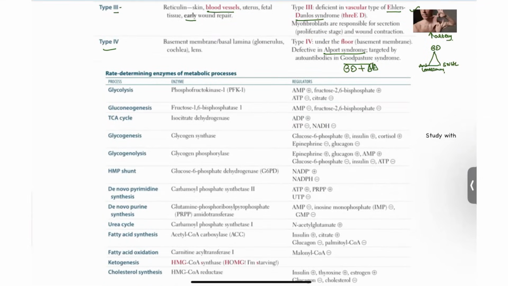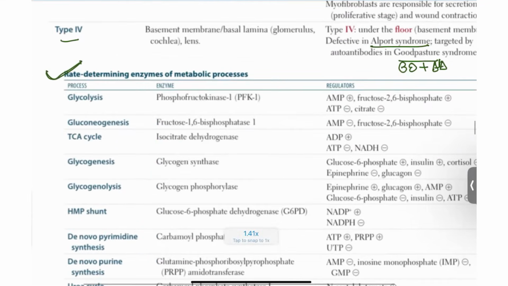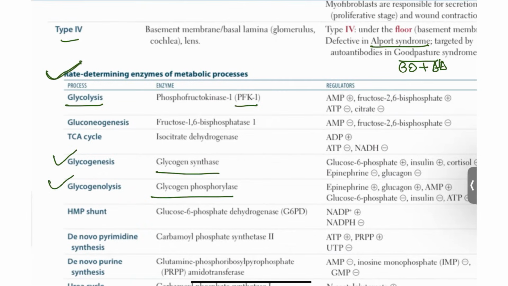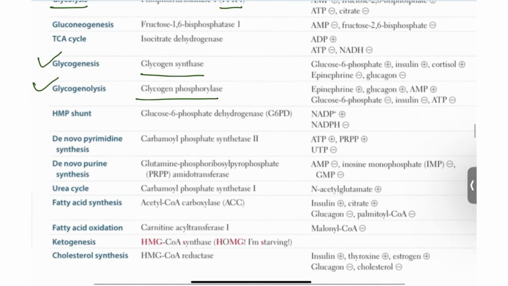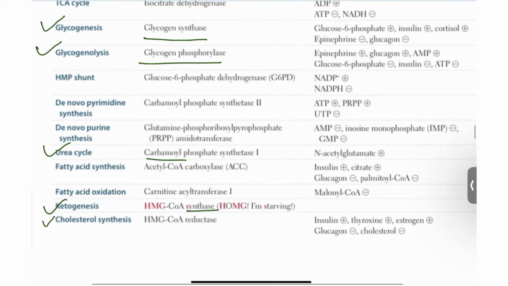Next, rate limiting steps of the important pathways. So here you can see glycolysis. The most important one is phosphofructokinase, and glycogenesis, glycogen synthase, glycogenolysis, glycogen phosphorylase. And next one, urea cycle, the most important one is carbamoyl phosphate synthase. Ketogenesis, HMG-CoA synthase, whereas cholesterol synthesis will be HMG-CoA reductase.